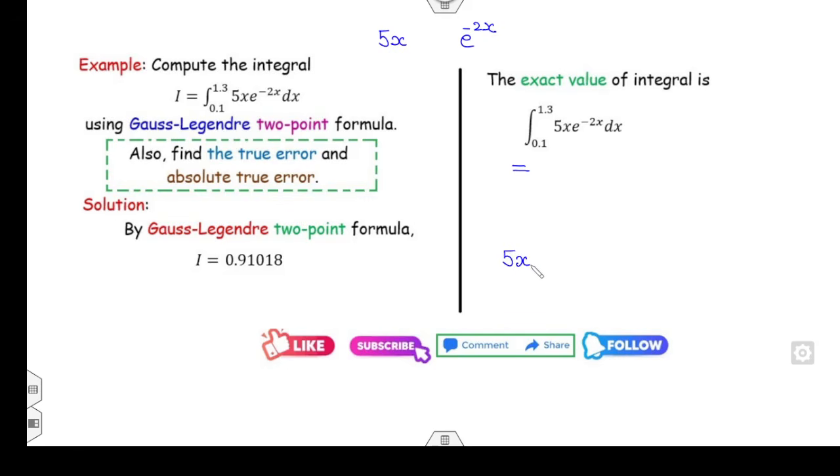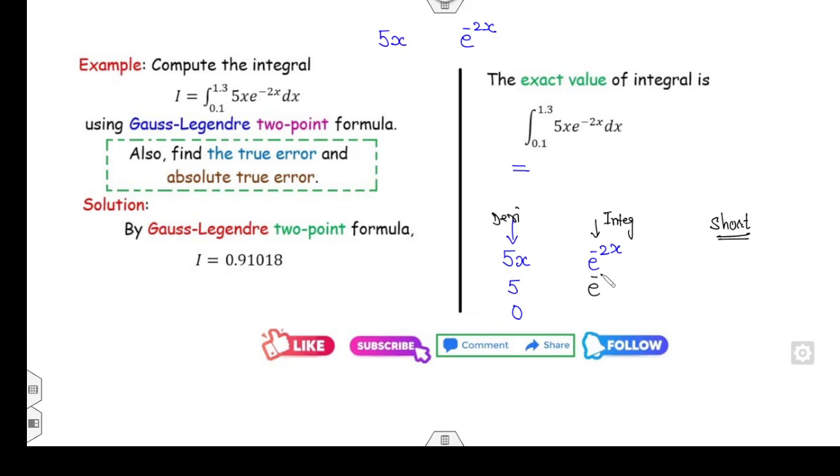You can write the polynomial 5x and e raised to power minus 2x. Find the derivative of the polynomial until it becomes 0. 5x, derivative 5, and then 0. Find the integration on the right hand side. These are shortcut tricks. How can you solve the integration?